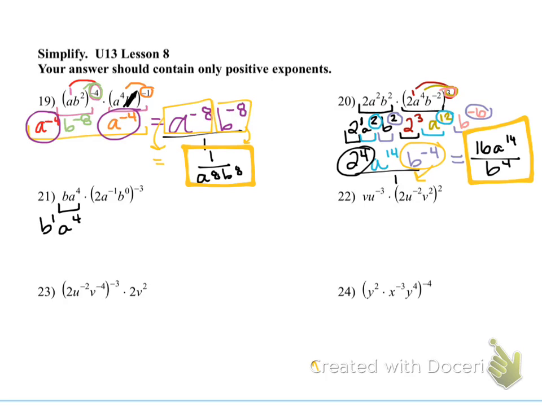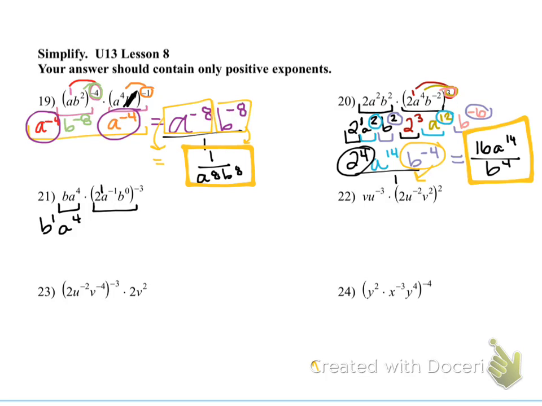But notice the second chunk, it does have a power. It does have this parentheses with a number on the outside. So let's take that number and multiply it by everything inside. But we've got to make sure everything has an exponent. Notice this 2 does not, so I'm going to add a 1 to it.